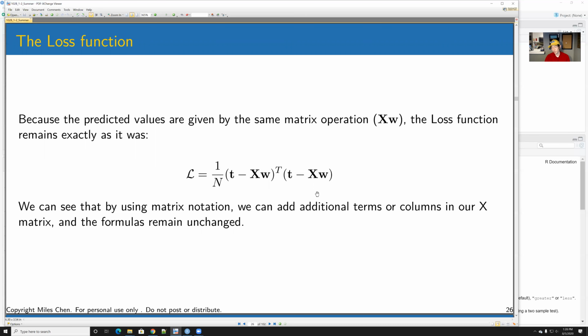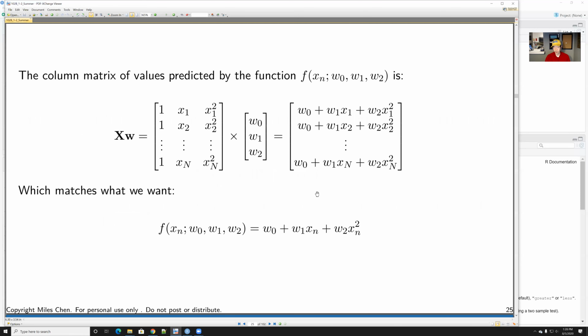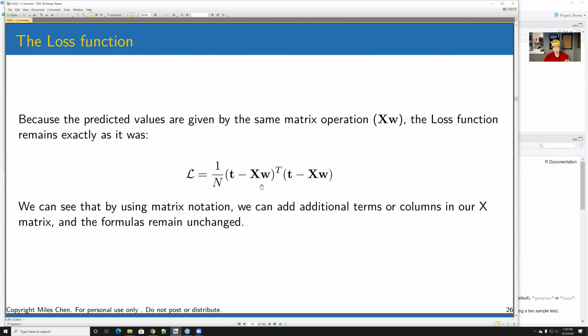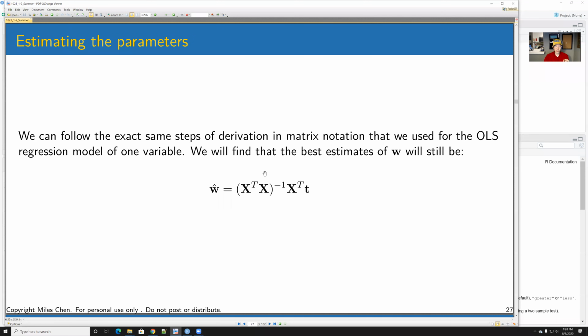Okay, and that's the beauty of working in matrix notation: I don't have to suddenly include an additional W term. It gets grouped up in here. And therefore when we find the estimates, we're still going to get the same thing: X transpose X inverse X transpose T.